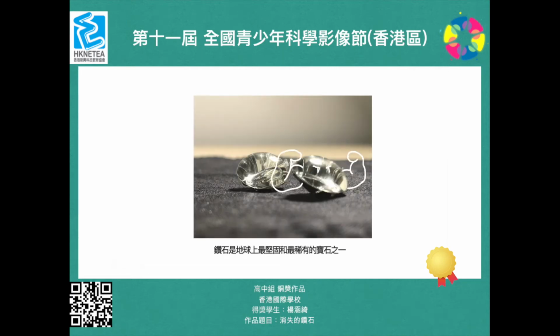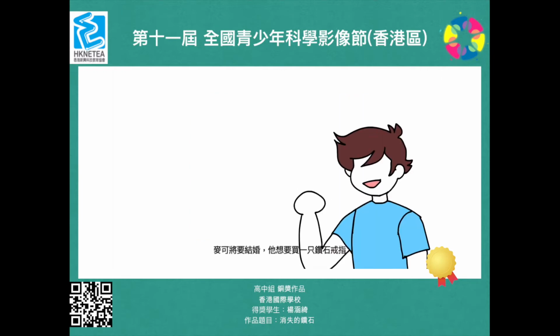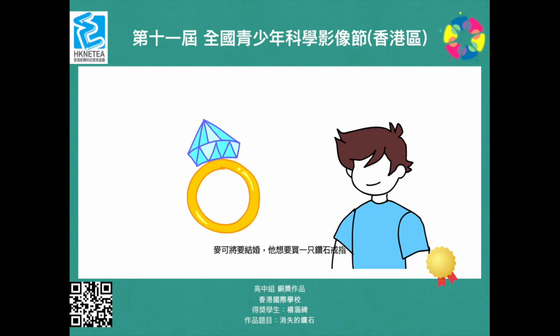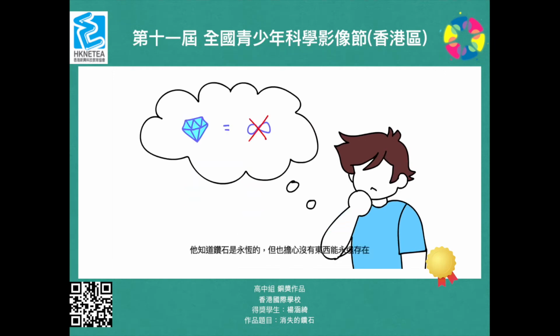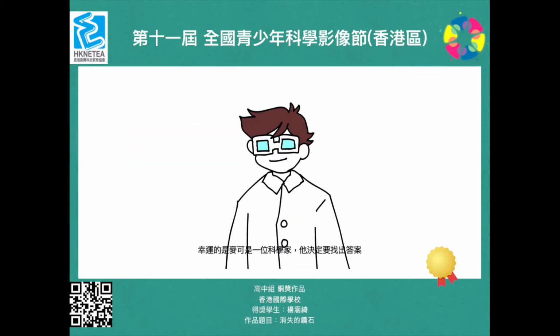Diamond, one of the strongest and rarest gemstones on the planet, forms from graphite through billions of years of extreme heat and pressure. Michael wants to buy a diamond ring as he is getting married soon. He knows that a diamond is forever, but also worries that nothing lasts forever. So what's true and what's not? Luckily, Michael is a scientist, so he decides to find out the answer.